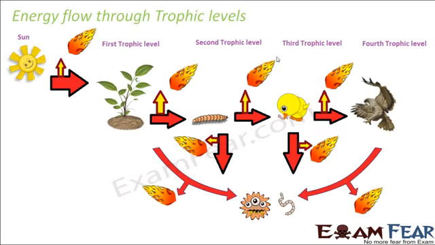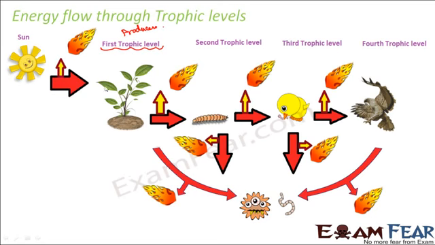So now let us quickly look at the energy flow through different trophic levels. If you look at this diagram, you can see a lot of different organisms and different trophic levels. Here this is the sun. The sun is the ultimate source of energy here. From the sun, the energy is utilized by the plants, which form the first trophic level, that is the producers. So plants are the producers.